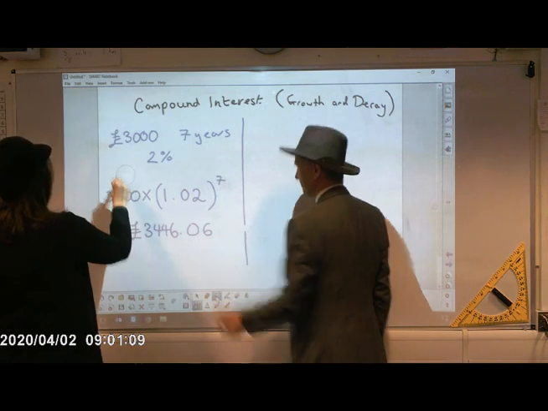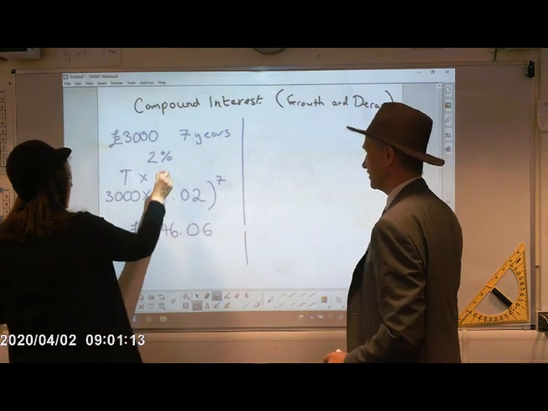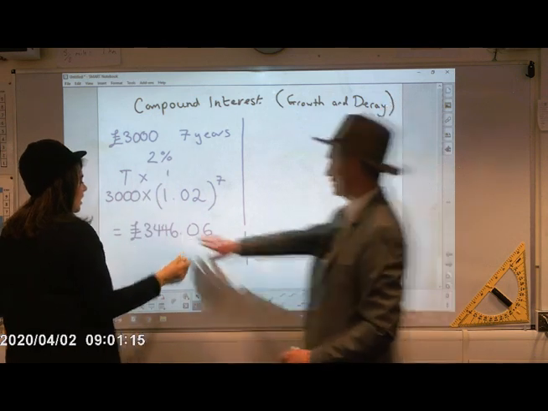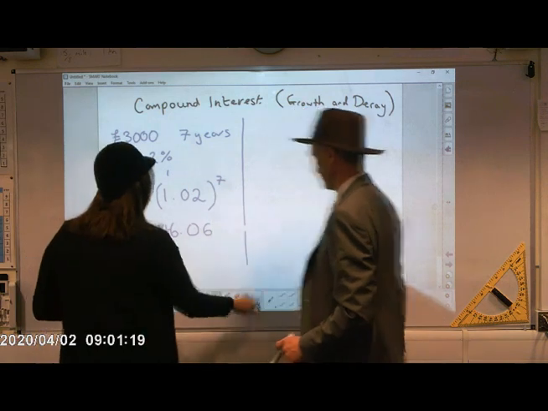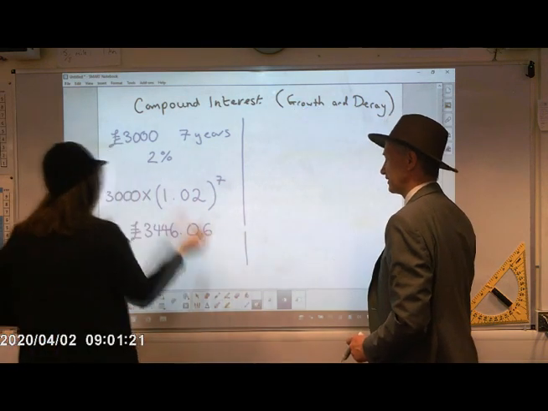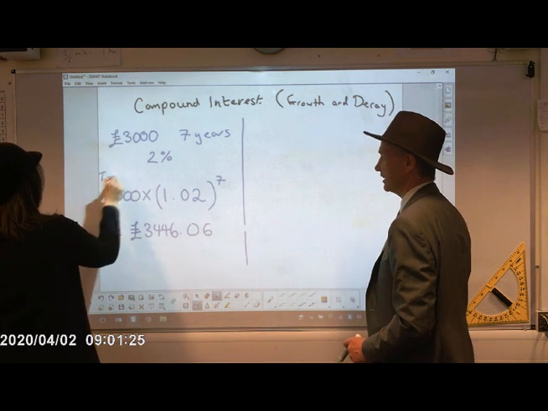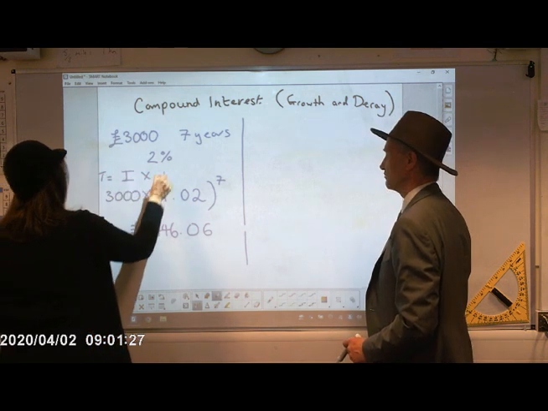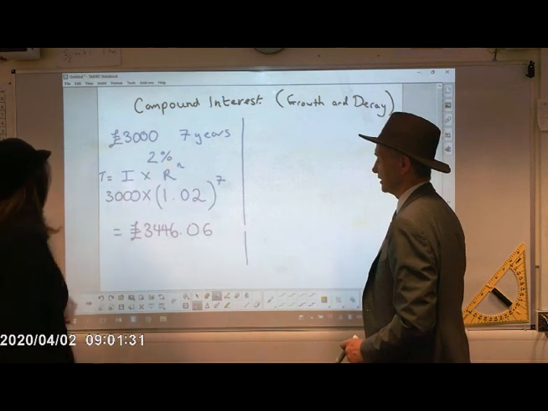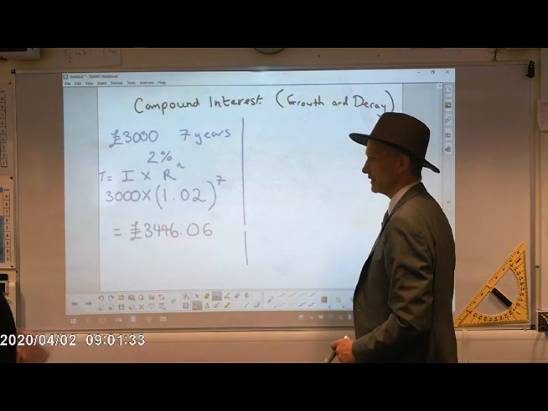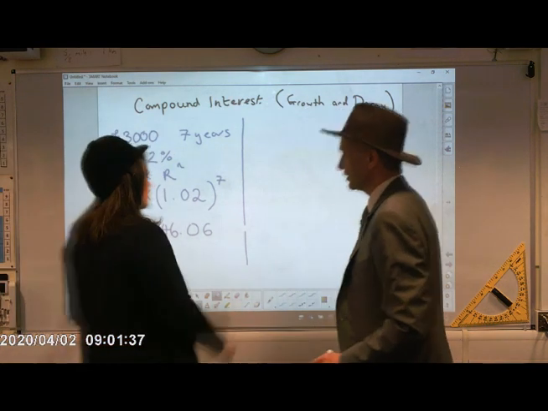So we've got total equals initial times rate to the power of number of years. I'll go again. The total equals the initial times by the rate, your rate of interest, to the number of years. TURN. I do really like that. And I always think, how will I get them to remember it? And that is a really nice one. We're going to have a turn.